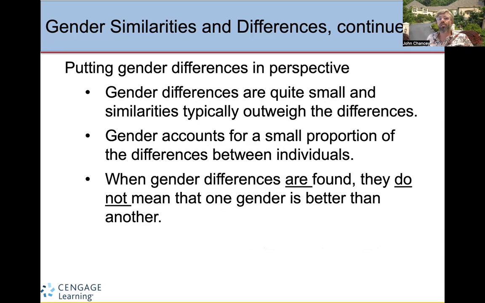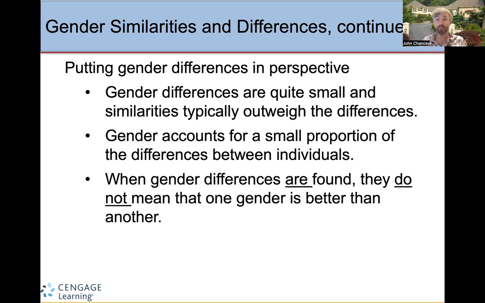But let's put gender differences in perspective. We just talked a lot about differences, but for the most part, these differences are quite small and perhaps even overstated. There are individual differences between people, we can't deny that, but gender is such a small difference in the grand scheme of things. When gender differences are found, that does not mean that one gender is necessarily better than the other.